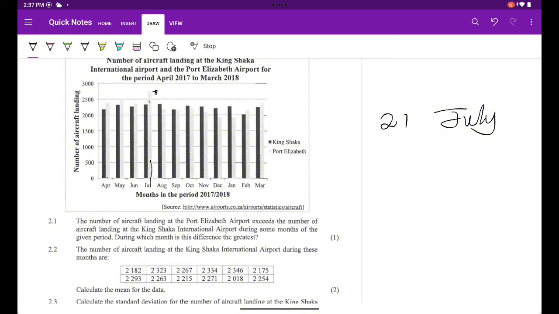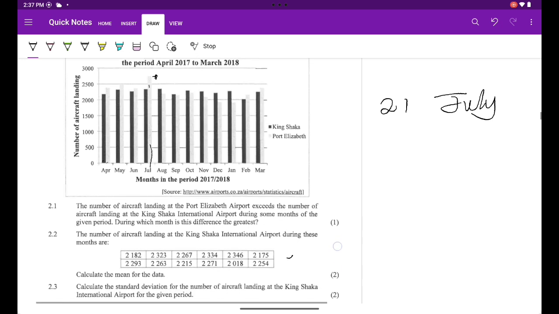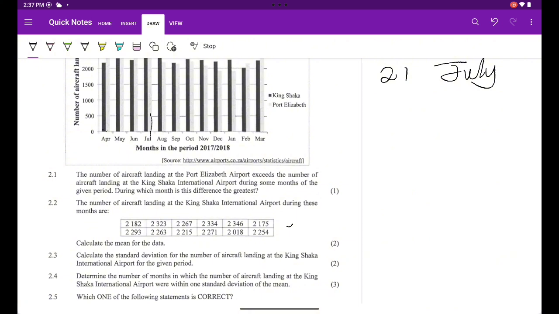And the number of aircraft landing at the Kinshasa International Airport during this month. So these are the numbers. So they want us to calculate the mean of the data. All right. Even before we go to the mean, let's go to the next question. It also says calculate the standard deviation for the aircraft at Kinshasa International Airport for the given period. So I want us to calculate the mean and the standard deviation on the calculator.